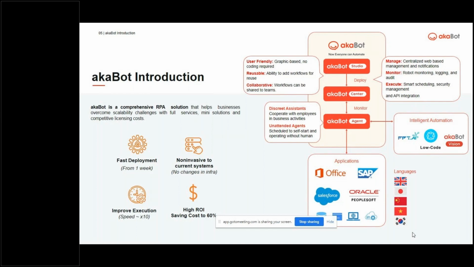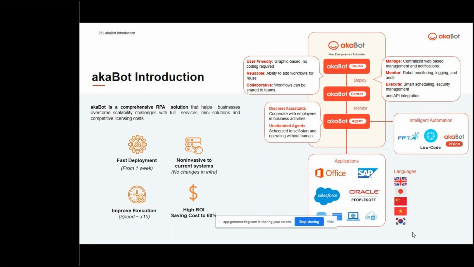Now, we have the AkaBot Studio, which is the one that we are focusing on today. The studio is the designing tool. It's a drag and drop concept, and we can add activities to form our logic to represent the process that we try to automate. And we also have the other components, the center and the agent.